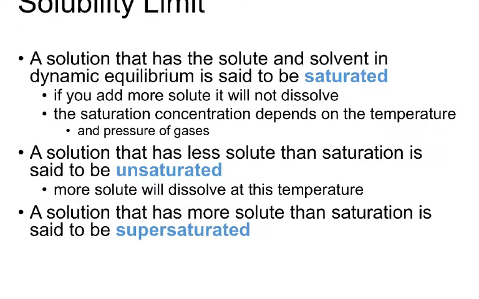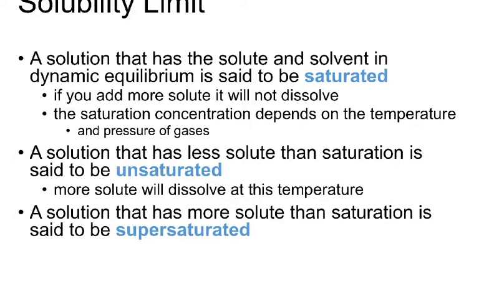So what is that point where a solution is saturated? That's the solubility limit. It's where the solute and solvent are in dynamic equilibrium. If you add more solute, it's not going to dissolve. And that concentration is going to be dependent on temperature and pressure of gases. If a solution has less solute than that saturation point, it's said to be unsaturated.